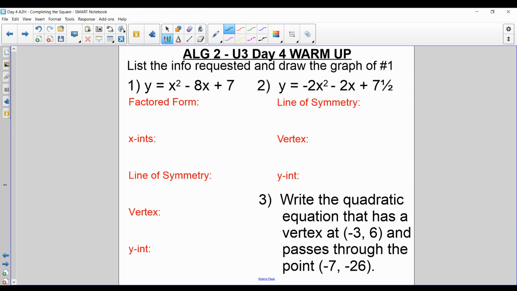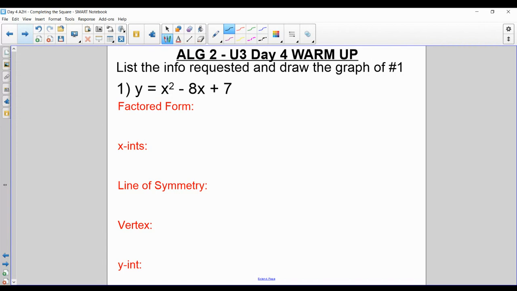Okay, so hopefully you've taken a few minutes to complete this warm-up and that we're getting comfortable with both the information and graphing from standard forms. So let's look at these. If I am writing this in factored form, changing it here, looking for two numbers that multiply to be 7, add to be -8, so we have (x - 7)(x - 1).